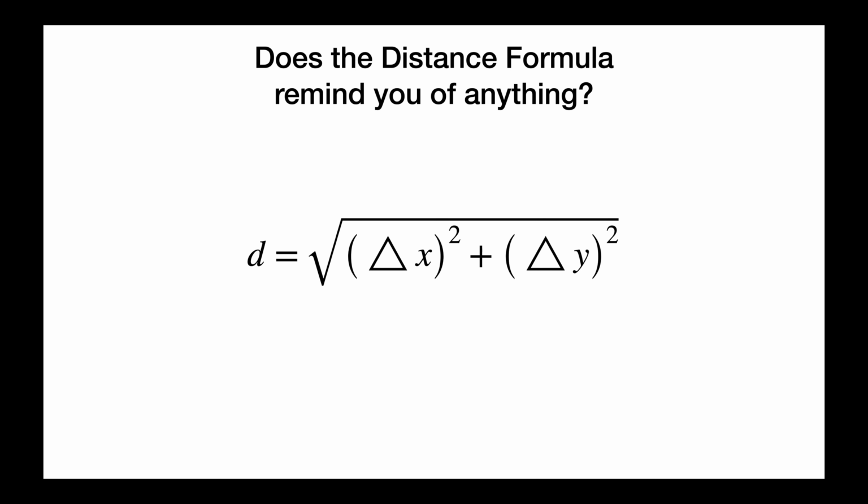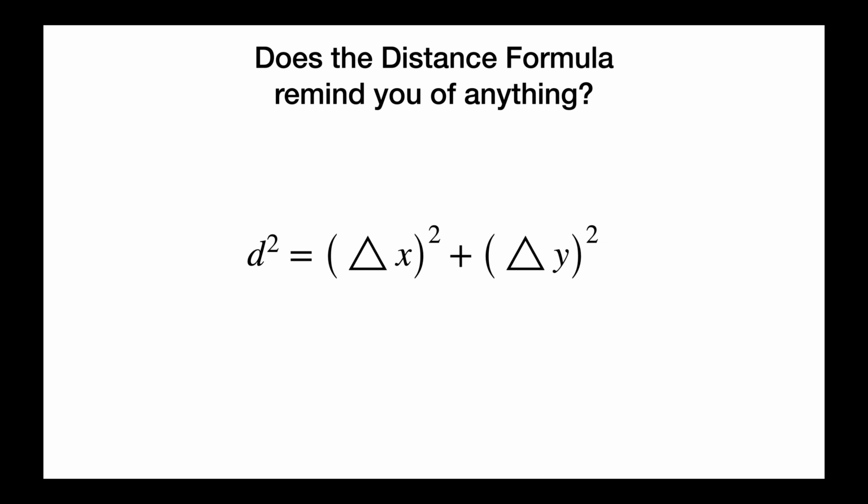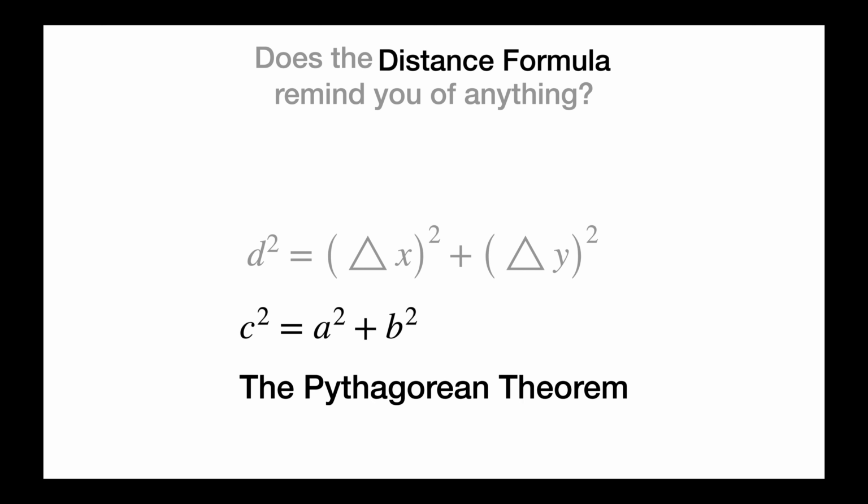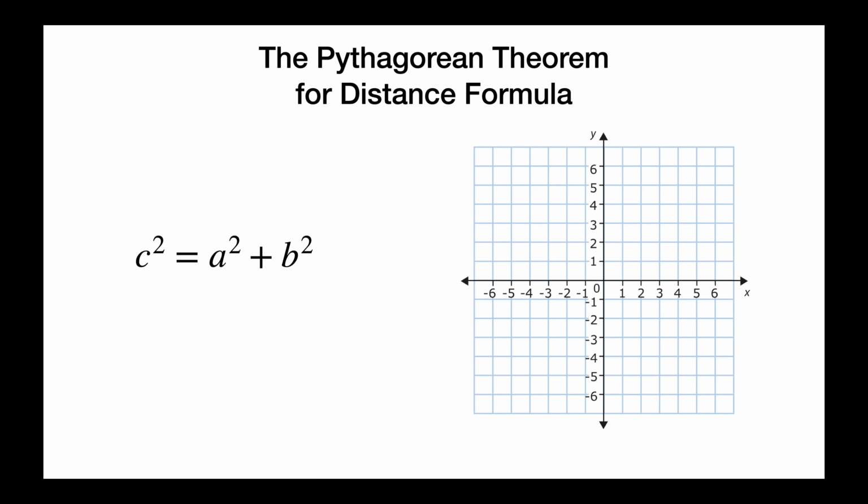So this is our distance formula, and I'm using the change in x and change in y because it makes it a little bit more clear. So distance is equal to the square root of the change of x squared plus the change of y squared. Now if I wanted to get rid of the square root, I'd just square both sides. And I'd get distance squared equals the change in x squared plus the change in y squared. And this is starting to remind me of c squared equals a squared plus b squared, or a squared plus b squared equals c squared, which we call the Pythagorean theorem.